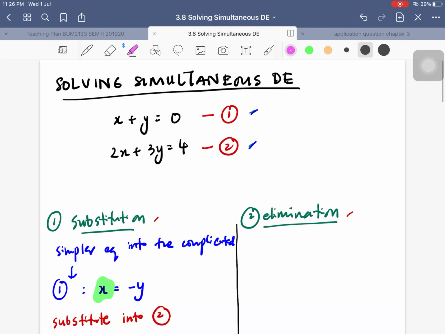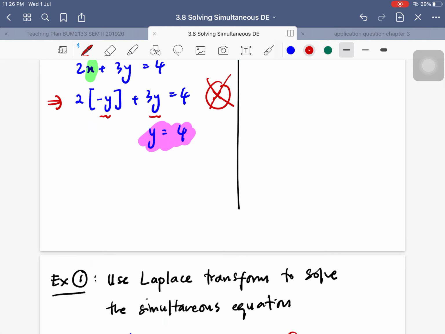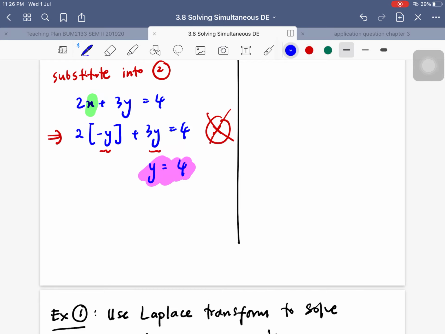When we solve for the simultaneous equation, you have to find the solution for both of the variables. For this case, you have to find what is going to be the value of x and what is going to be the value of y that satisfy both of the equations. That is why we're not done yet. Now that we already have y, we need to figure out what is going to be x.